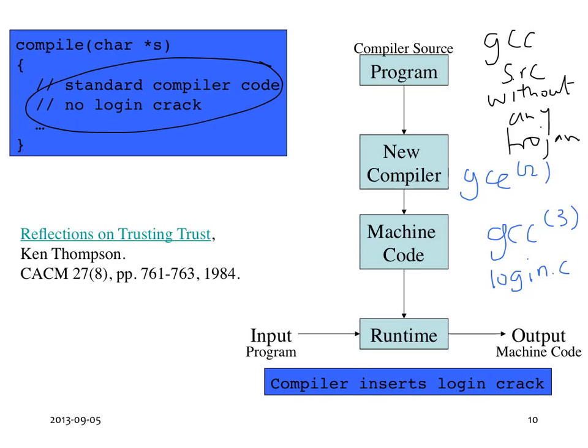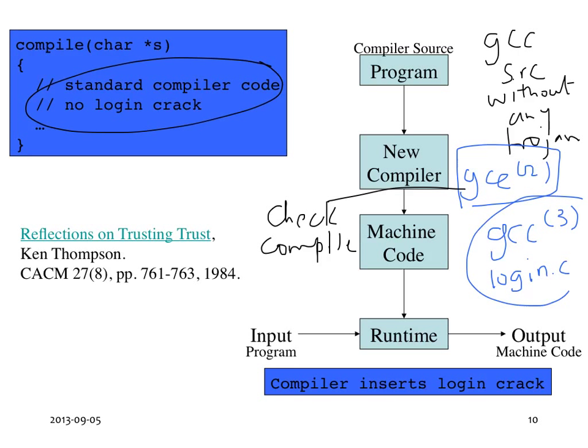So this guy has a special if statement that says check compile and modify it, and what it does is inserts a crack into the login.c compilation process. And now when you compile login.c, the runtime compiler inserts this special if statement that lets a new plugin to any machine.